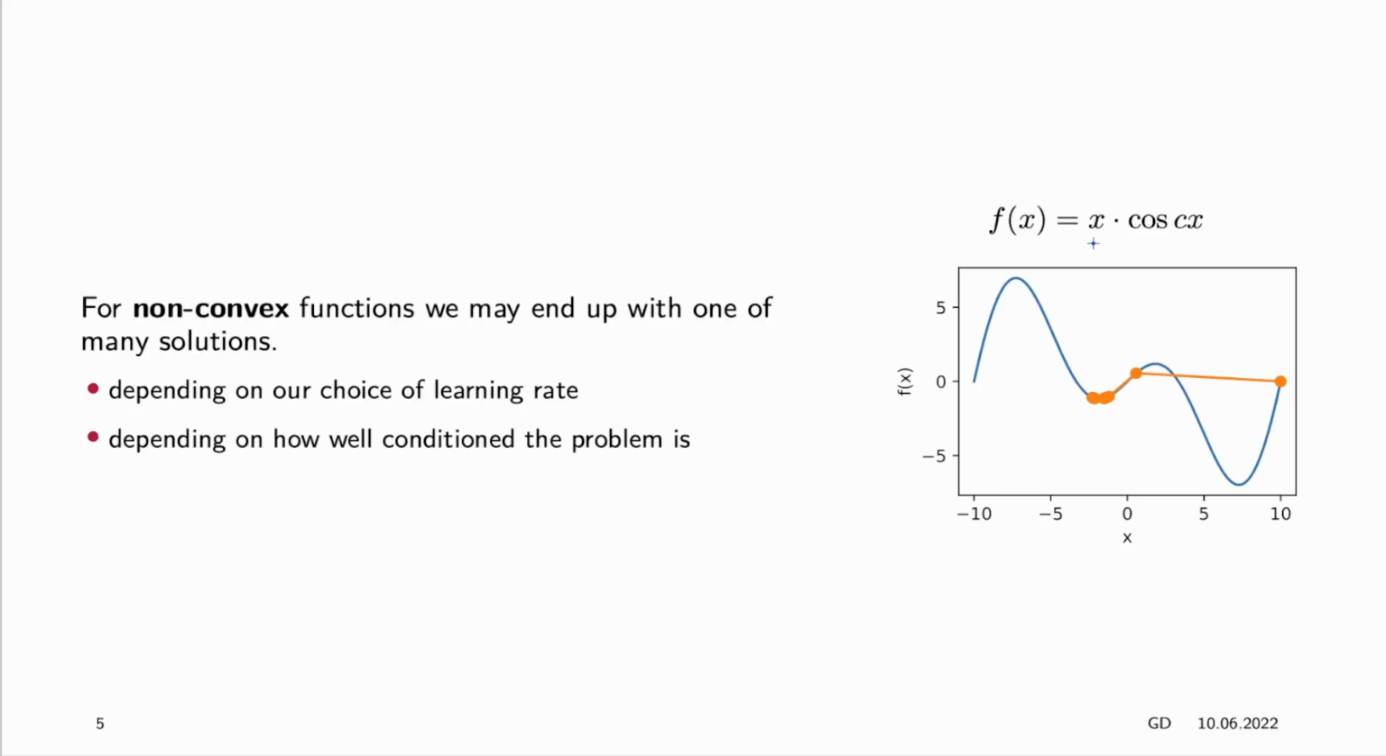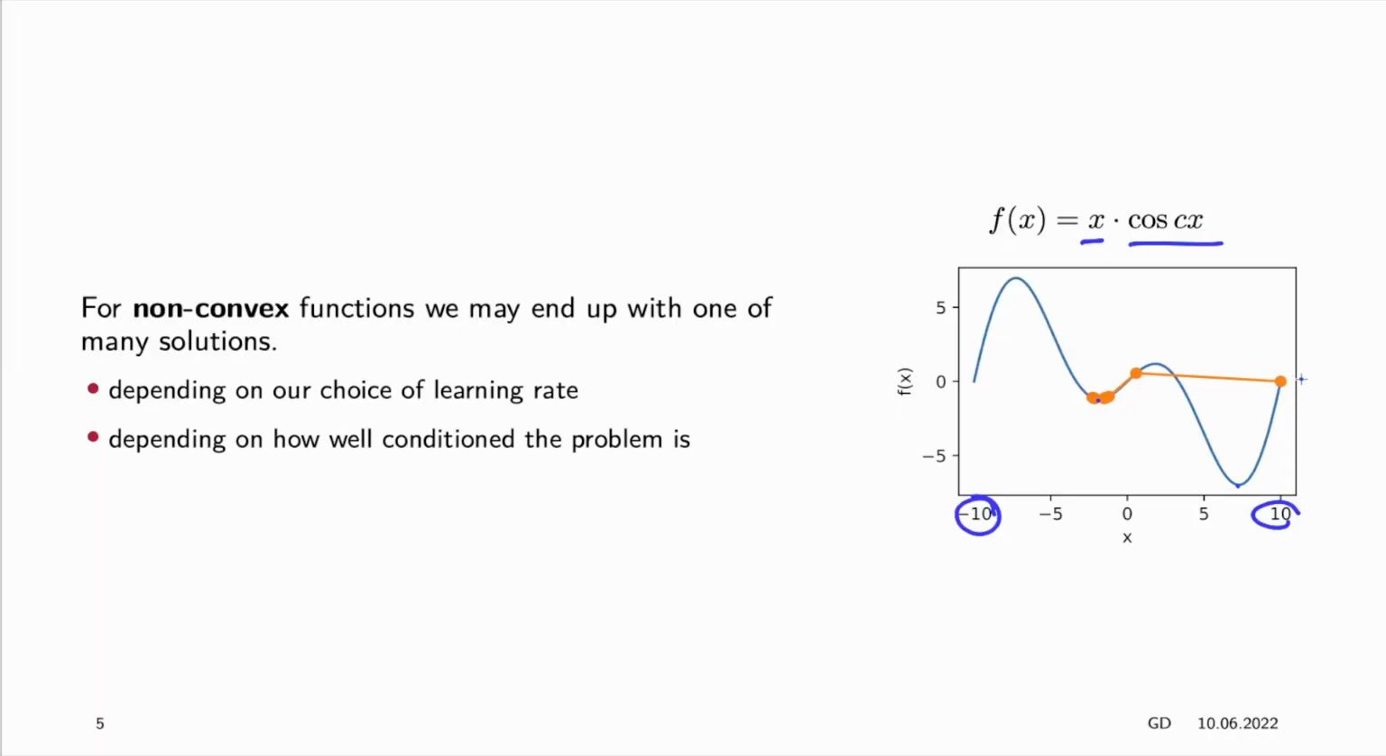For example, if you look at the function x, so we have a linear component times cyclical components, cosine cx, in the range between minus 10 and 10, we see that this has two different minima. And for non-convex functions, depending on the learning rate, we might end up in different minima. So here in this example, we start at x equals 10, doing one step, and we're actually jumping from this one region where the one minimum would lie, which is here, to this other region, and we're finding a different minimum. How well this works depends on our learning rate and on how well conditioned the problem is, where typically we call a problem well conditioned if the function is not too wiggly or in multiple dimensions, also if the curvature is not too different between different dimensions.